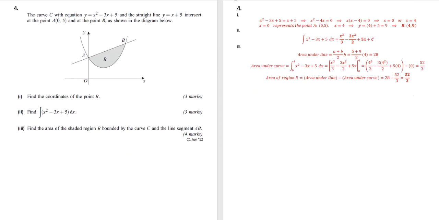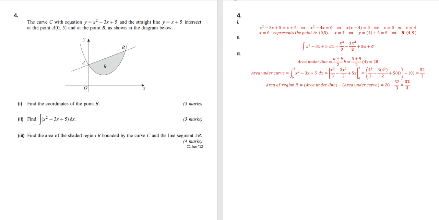Right. Question 4. We have a quadratic curve, we have a straight line, and they've shown us that they intersect at the point 0, 5, which we could verify because we can see that y equals x squared minus 3x plus 5 has the same y-intercept as y equals x plus 5. And at another point B.